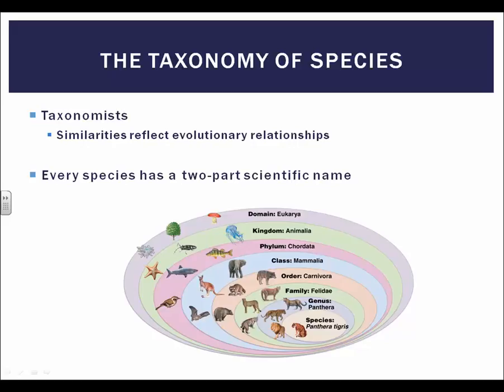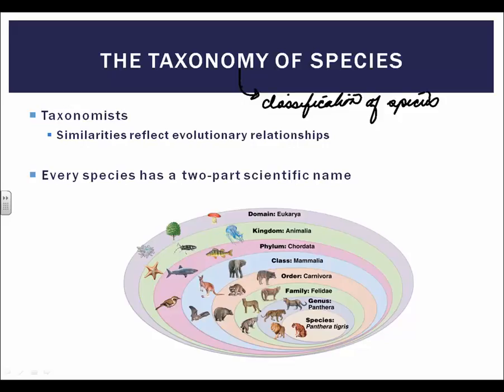As far as taxonomy, taxonomy is the classification of species. A taxonomist, then, is a scientist who classifies species into different groups.